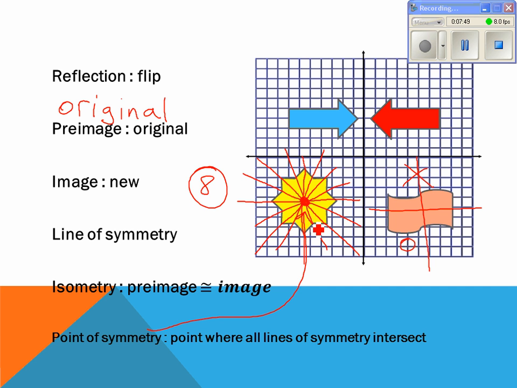Isometry, again, the pre-image is, what's that symbol mean? Congruent, equal to, the same as the image. So when I take my blue arrow up here and I flip it over the y-axis, I get the red arrow.